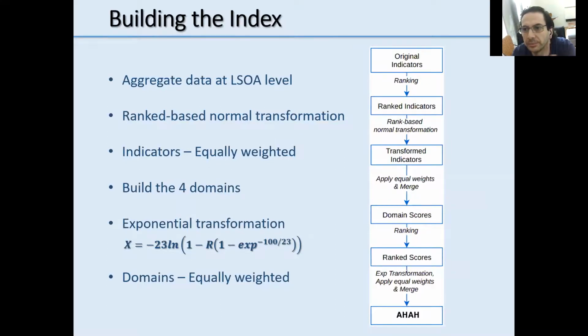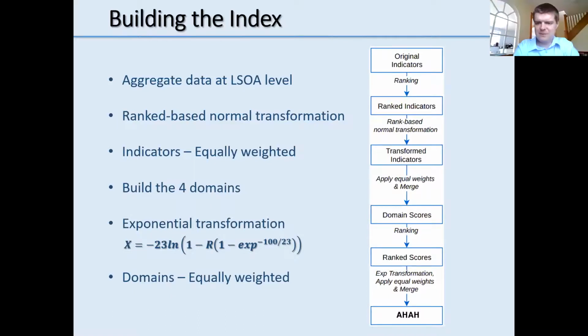And then again, we have to make a decision on whether we want to weight our domains. In our case, again, we have 2 domains that are good for health and 2 that negate health. So we thought that we again have to keep it equally weighted for each of the domains, and then we merge these together and create the index. So that's pretty much the methodology we follow. Wonderful. Thank you, Kostas.